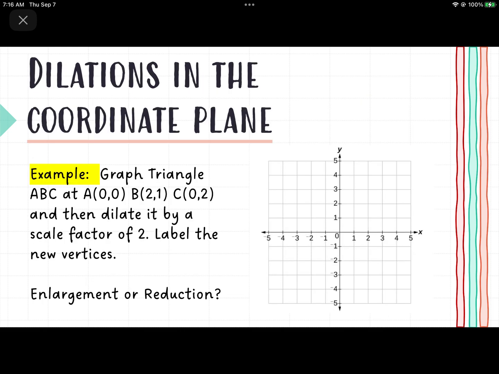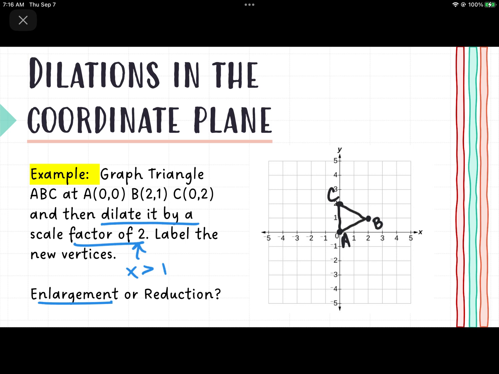All right, dilations in the coordinate plane. Graph triangle ABC and then dilate it by a scale factor of 2. Label the new vertices. If we're dilating this by a scale factor of 2, it's an enlargement because we're multiplying by a number that is greater than 1. All right, so first let's graph it. 0, 0, there's A. 2, 1, there's B. And 0, 2, there is C. Draw my little tiny triangle.